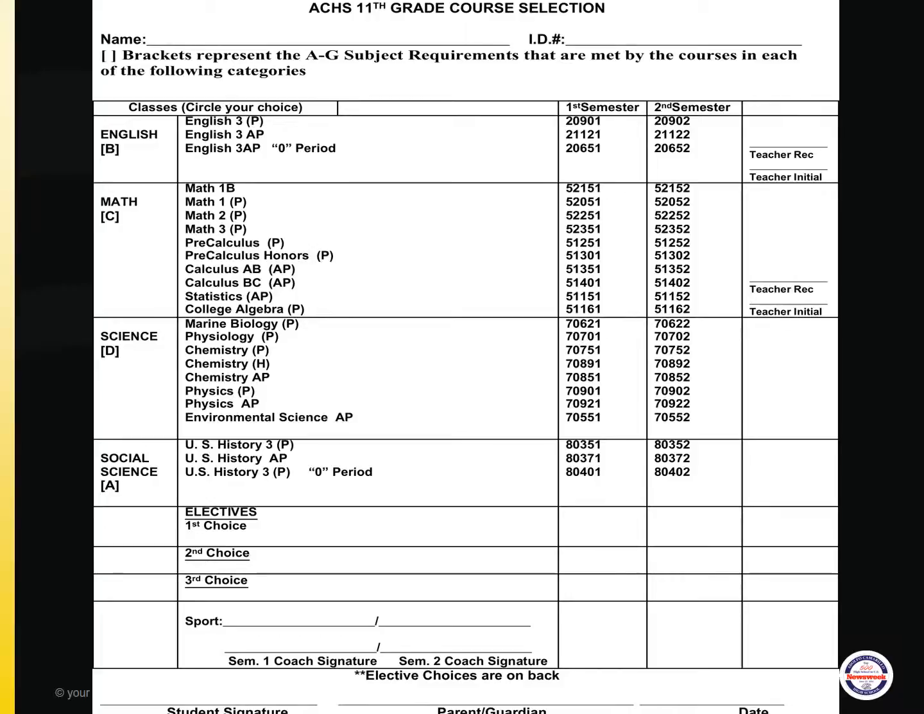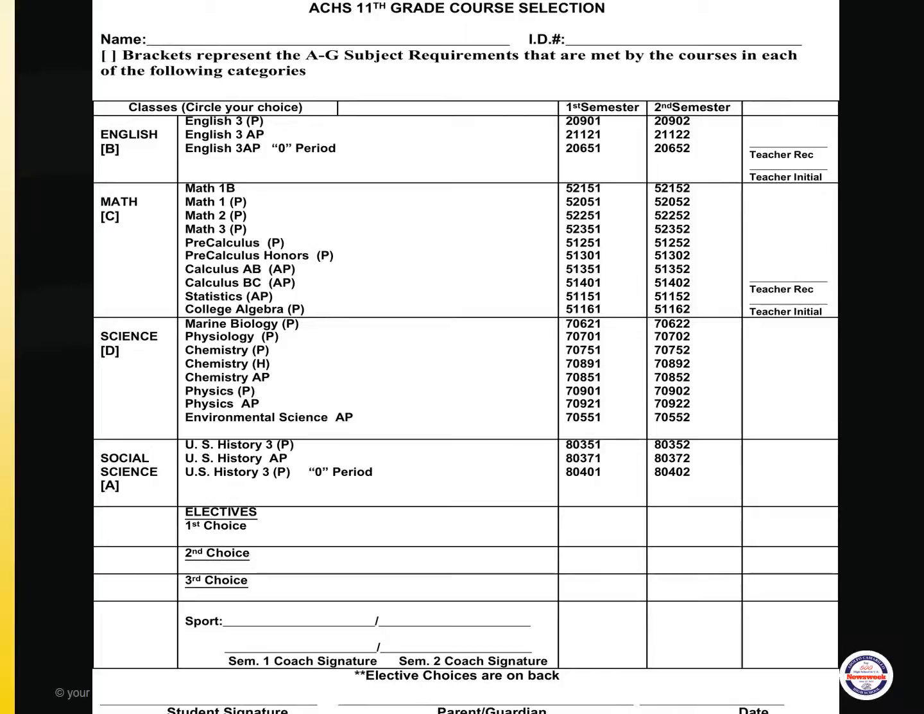Every student is at a different math placement, so again, please make sure that you work with your current math teacher for proper placement. The third category is science. Although some of you may have already met the science requirement needed for graduation, you may choose to take a science class as an elective next year. The options are listed below: marine biology, physiology, chemistry college prep, chemistry honors, chemistry advanced placement, physics college prep, physics advanced placement, and environmental science advanced placement.